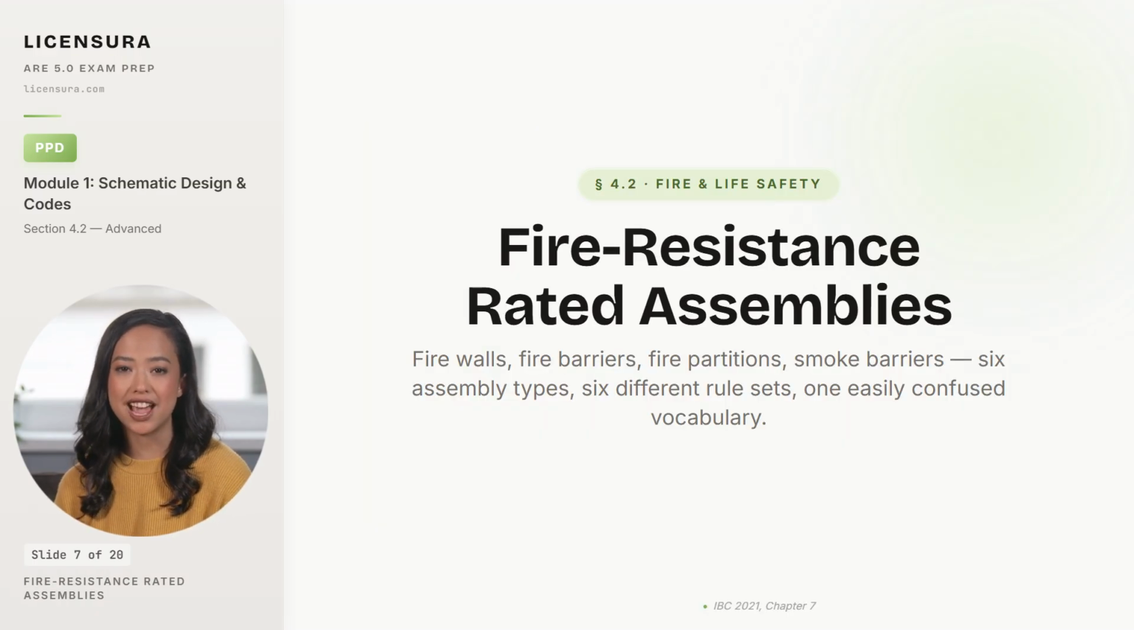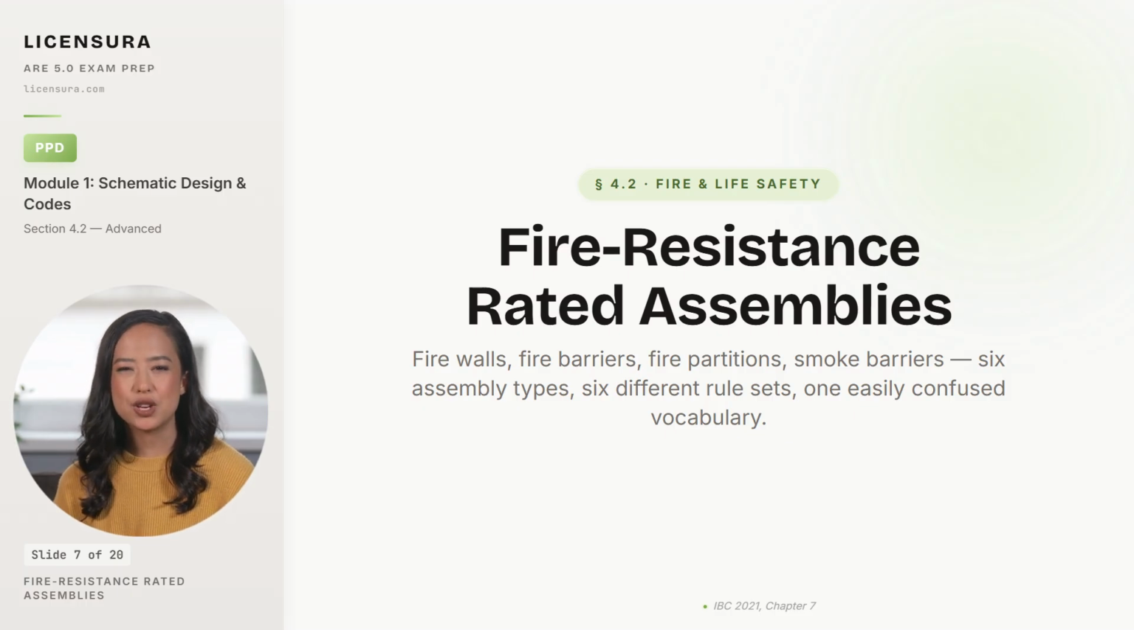Walk a permit set in front of any plan reviewer, and the first red lines land on the fire resistance schedule. Every architect who has been through plan review knows this. The IBC uses 6 different rated assemblies to compartmentalize buildings: firewalls, fire barriers, fire partitions, smoke barriers, smoke partitions, and horizontal assemblies. And each one carries a different purpose, a different required rating, and a different rule about structural independence and continuity. Most architects use the words interchangeably in schematic design narratives, and the words are not interchangeable.